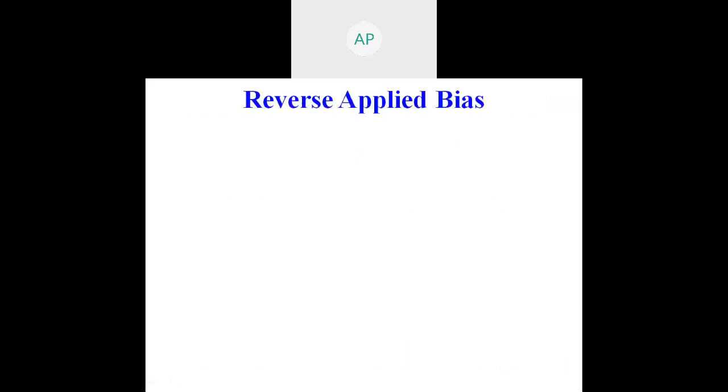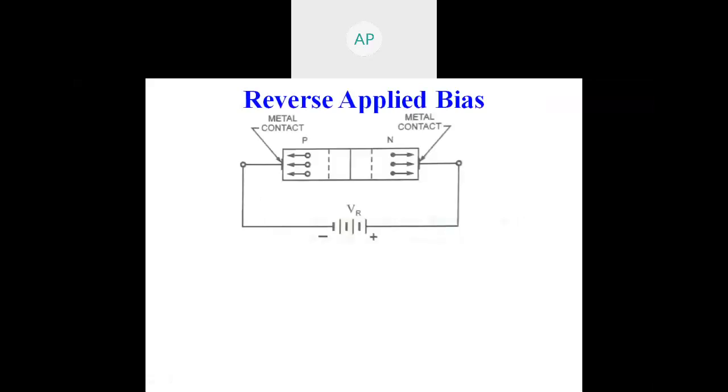So what about the reverse bias? Under the reverse bias, what will happen, guys? Now the battery polarities are reversed. So for a reverse bias, the negative terminal of the battery is connected to the P side, and the positive terminal of the battery is connected to the N side.